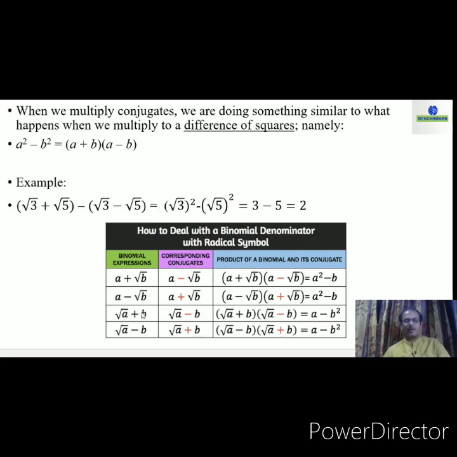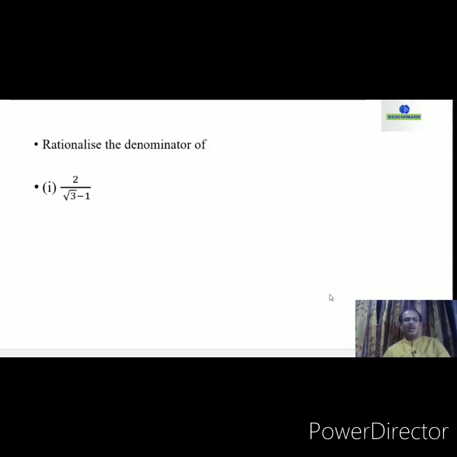Now I have root a plus root b and its conjugate is root a minus root b, and the product of the binomial expression and the conjugate gives me a minus b. Similarly, root a minus root b and its conjugate root a plus root b, the product of both gives me a minus b. Let's take examples of rationalizing the denominator. I'll be taking 3 questions in this video. First is 2 upon root 3 minus 1, second is 7 upon root 12 minus root 5, and third is 1 upon 8 plus 3 root 5.